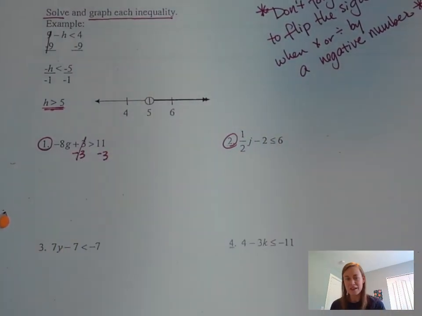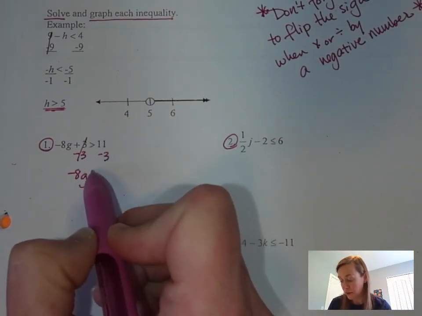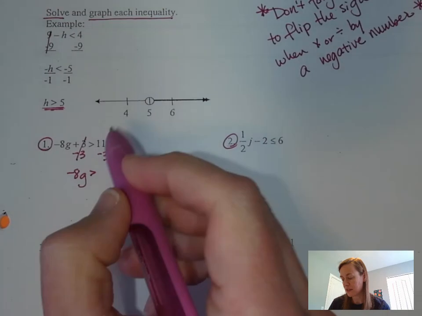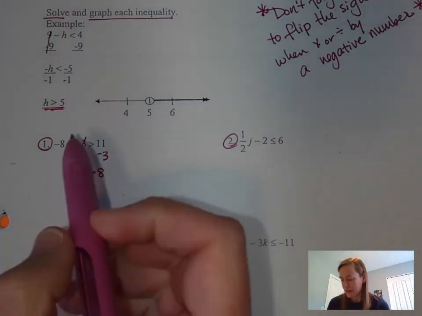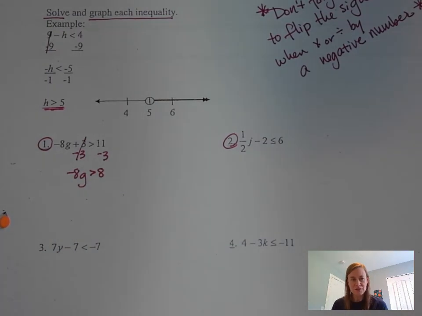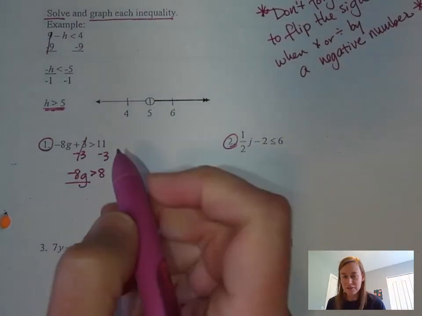So this is going to cancel out to 0, and we're going to just bring down our negative 8g. It's still greater than 11 minus 3, which equals 8. Okay, now we need to get rid of the negative 8 in front of the g. So to get rid of that, they're multiplying right now. To get rid of something that's multiplied, we need to divide it. So let's divide by what we're trying to get rid of, which is negative 8.